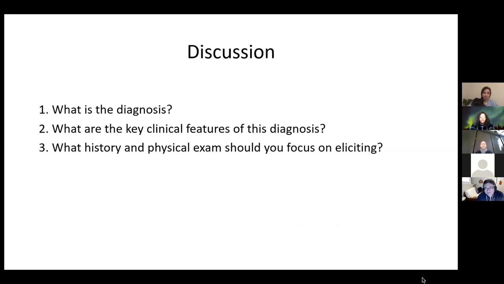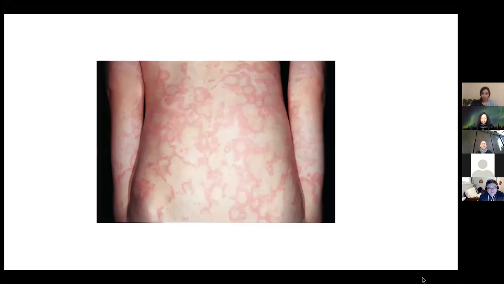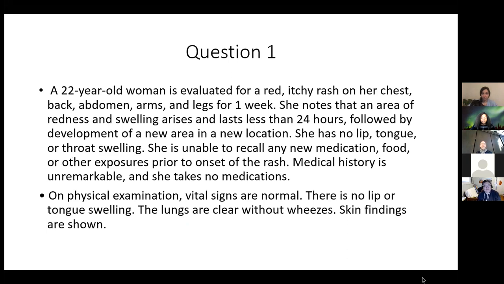Anybody want to venture what the diagnosis may be here? There's a couple of answers in the chat. Livedo was mentioned, chronic urticaria, erythema multiforme was mentioned as well. Great. And Jessica, you may want to go back to the stem of the history and physical part just to confirm some of those things and see if you pick out things here that might help with that differential, which I think is really good.